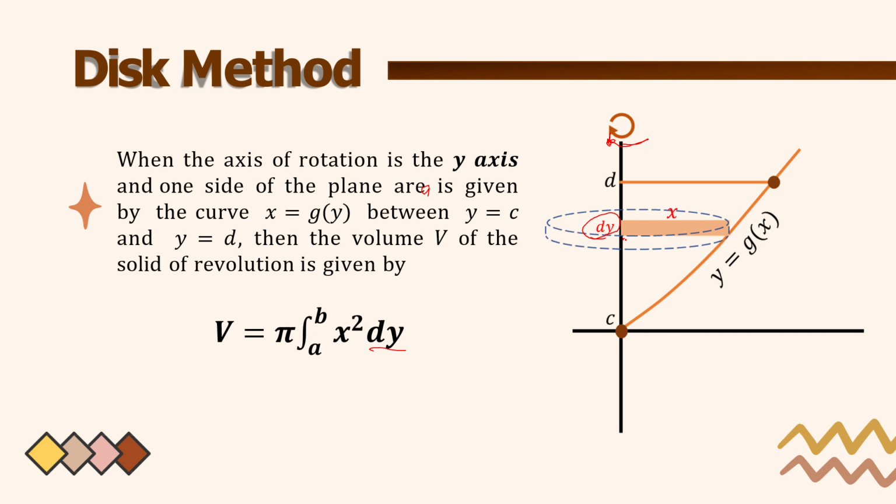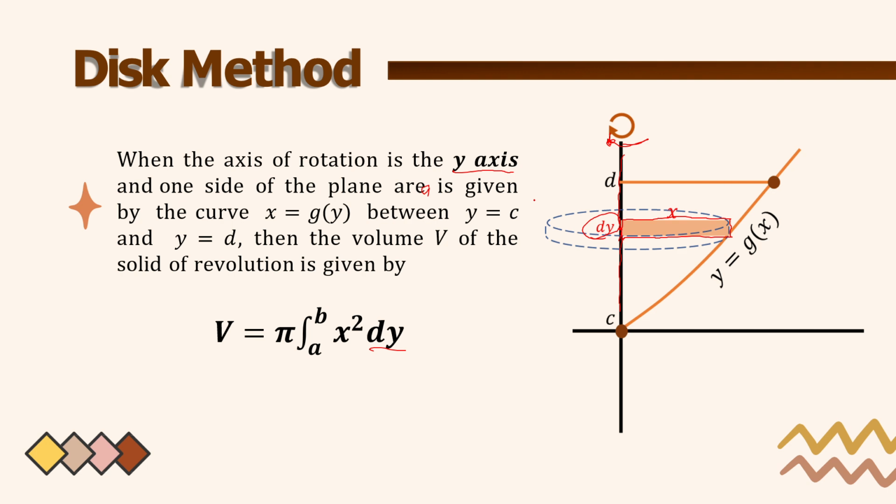This is our x here. This is the length of the strip, and this is the width of the strip, dy. Take note that the length of the strip is perpendicular to the axis of rotation. This is what we call the disk method. So when the axis of rotation is the y-axis, all of the functions that we're going to integrate are in terms of y.